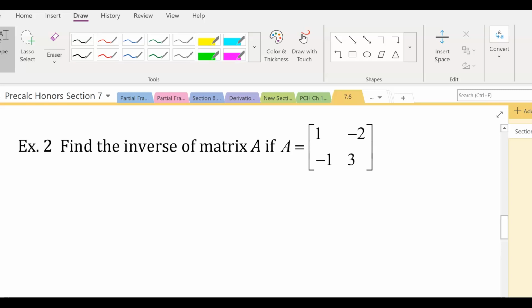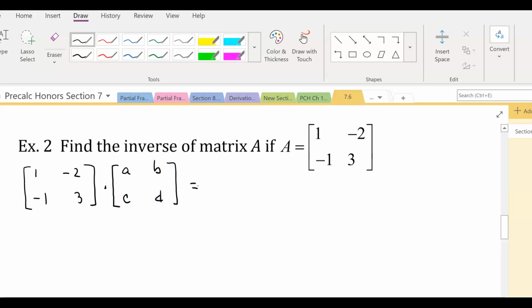What we're going to do is take our A matrix, so 1, -2, -1, and 3, and multiply it by what we want to be its inverse. I'm just going to put some variables in here: A, B, C, and D. When we do this multiplication, I want it to be the identity matrix. So whatever these values for A, B, C, and D are, when I multiply this out, I end up with the identity matrix.